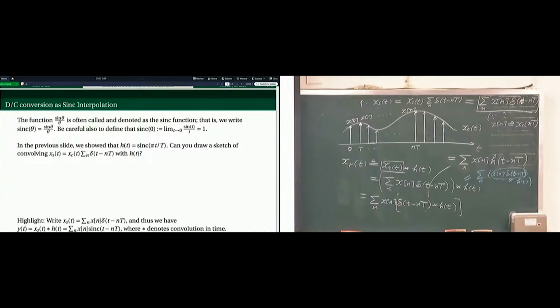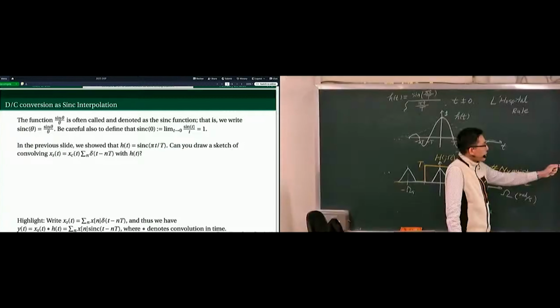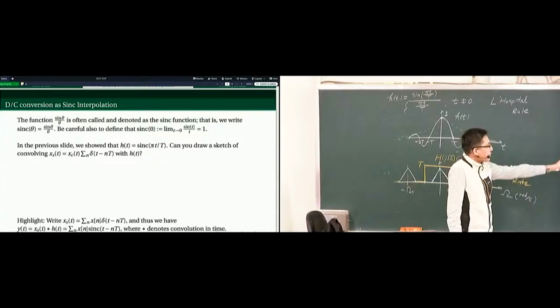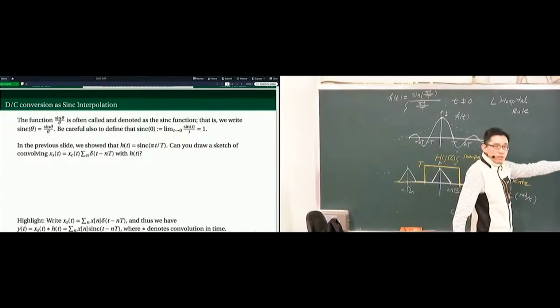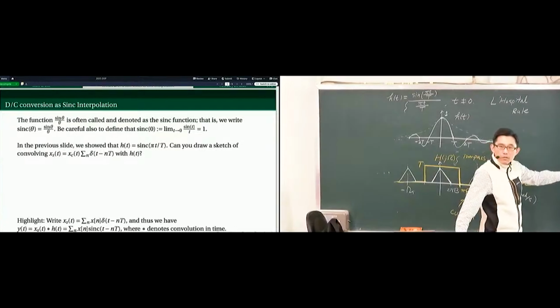First, I may need to make a correction, hopefully it's not that important. Regarding the definition of Sinc, one of you just reported to me that most people in the world define Sinc differently. I was told by this nice student that in most other texts, Sinc theta is defined as sine pi theta divided by pi theta.